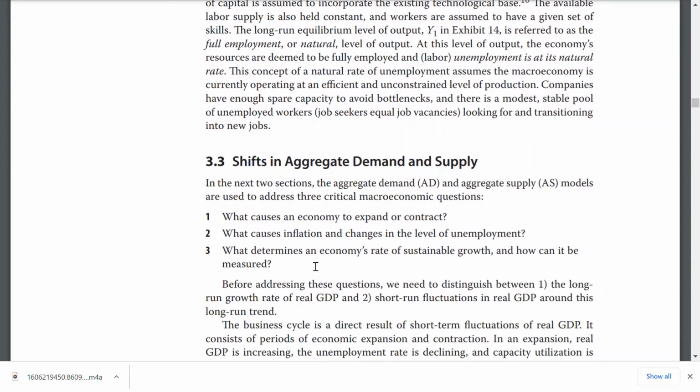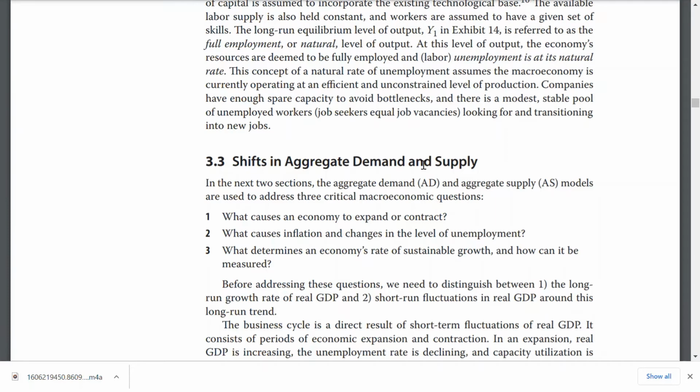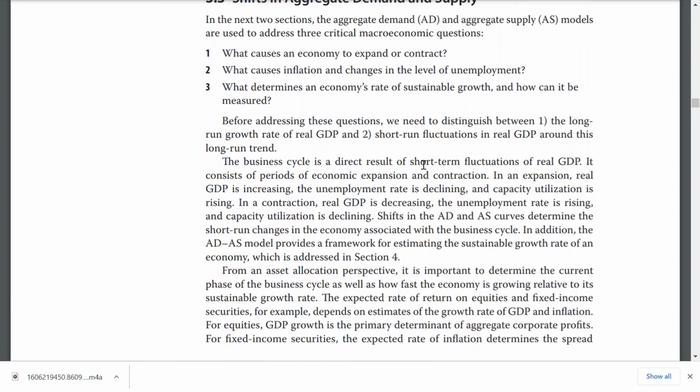3.3, Shifting the aggregate demand and supply. In the next two sections, the aggregate demand (AD) and aggregate supply (AS) models are used to address three critical macroeconomic questions: what causes an economy to expand or contract, what causes inflation and the level of unemployment to change, and what determines an economy's rate of sustainable growth, and how can it be measured. Before addressing these questions, we need to distinguish between 1, the long-run growth rate of real GDP, and 2, short-run fluctuations in real GDP around the long-run trend.